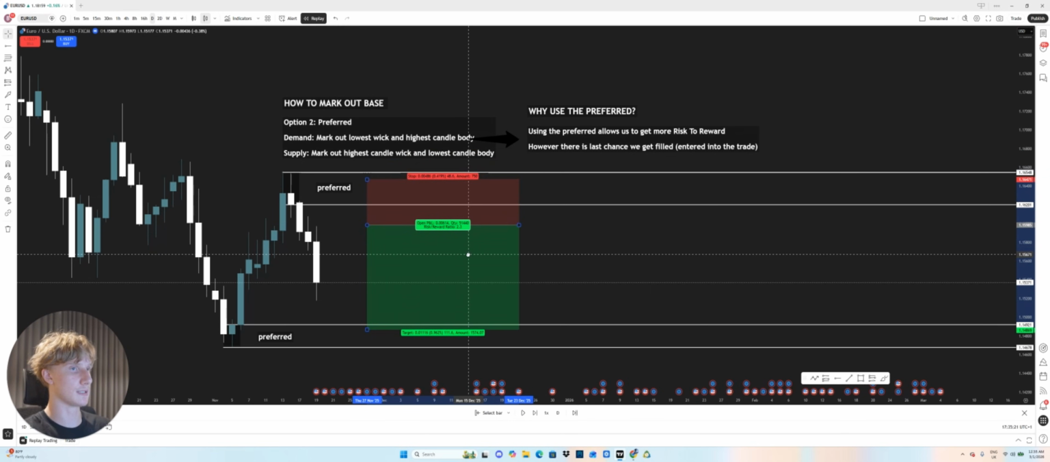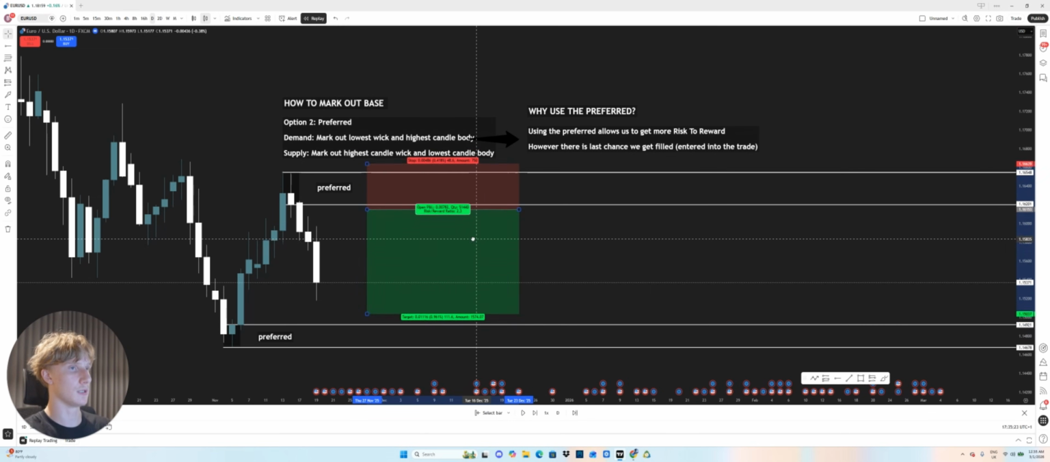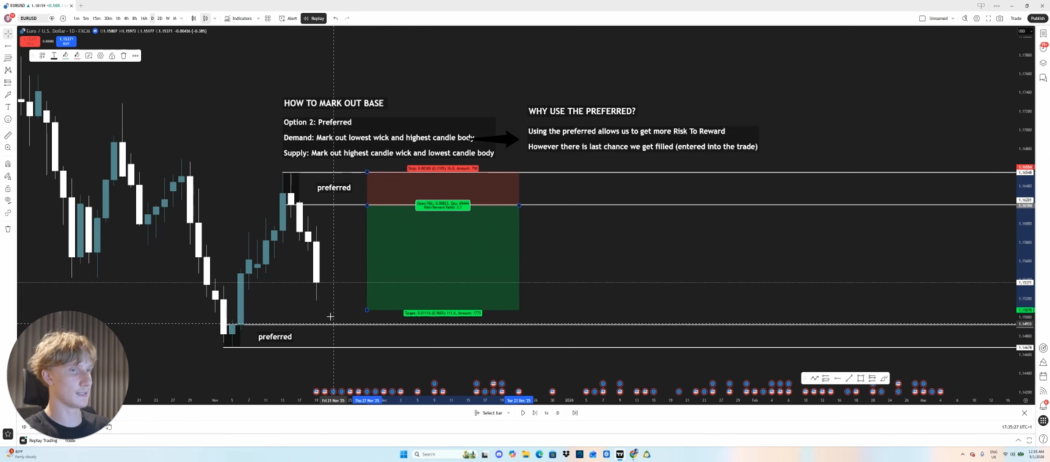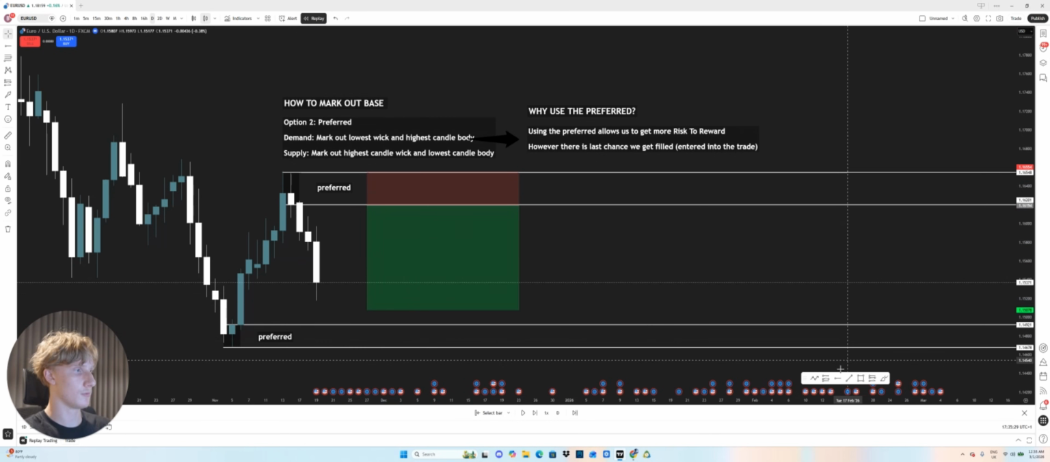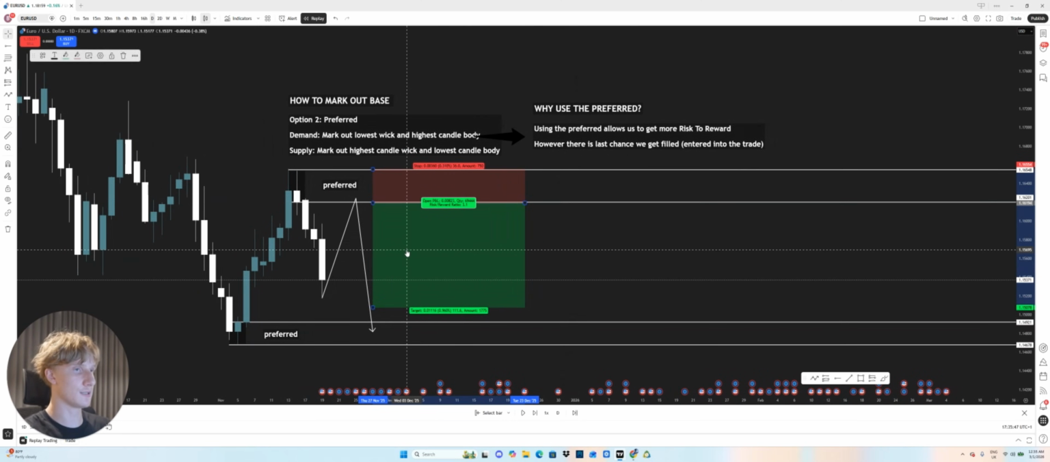However, there is a lower chance that we will get filled because if we take a look right here, let's say price comes up like this and then taps into our wider and then moves away from here. Well, then we've not entered the trade. Okay, so we're just missing out. However, if price does come up to the preferred, as I said, we would get a larger RR. So there's different use cases for it.